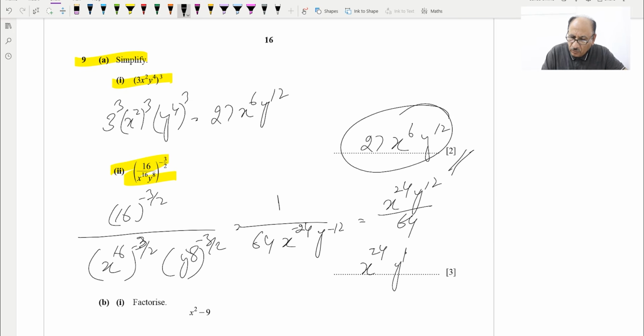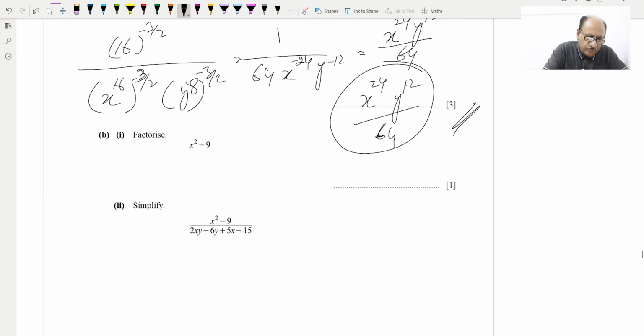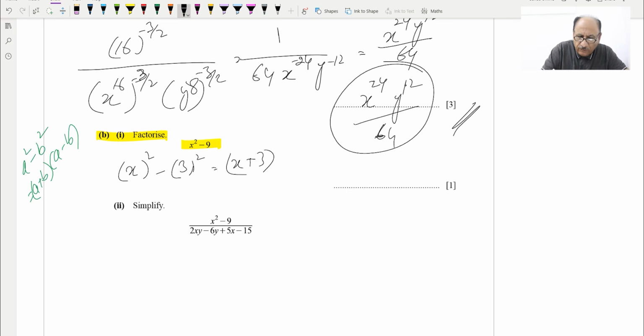Hopefully you understand each and everything. This will be 3 marks. This is done. Now we can move to the B part. We need to factorize this. We know the formula a square minus b square is equal to a plus b into a minus b. So by using the same formula, we can write x square minus 3 square. So this will be x plus 3 and x minus 3. This will be our final answer for this question, and this is for 1 mark.